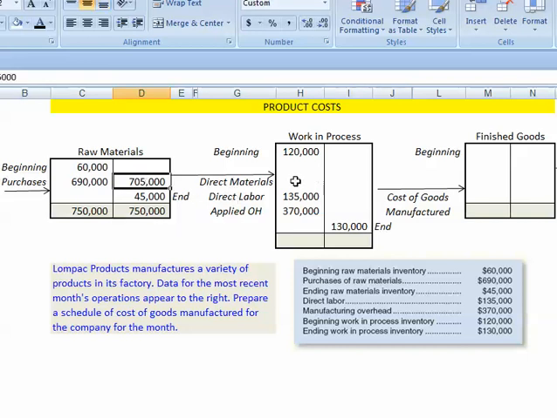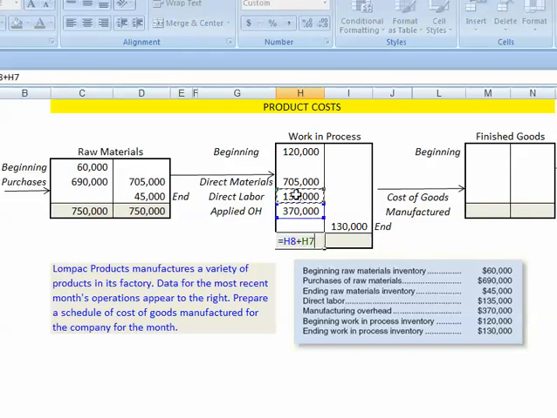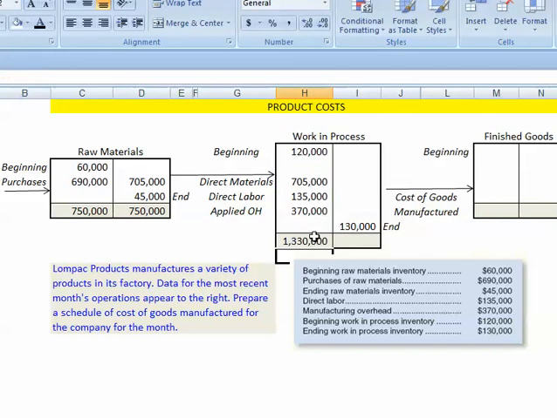Let's go ahead then and pick up our $705,000 in our work in process account. We were told our beginning work in process was $120,000. We had $135,000 in direct labor and $370,000 in applied manufacturing overhead. This means the total work in process cost that we need to account for is equal to $1,330,000. The left-hand side of our box needs to equal the right-hand side of our box.